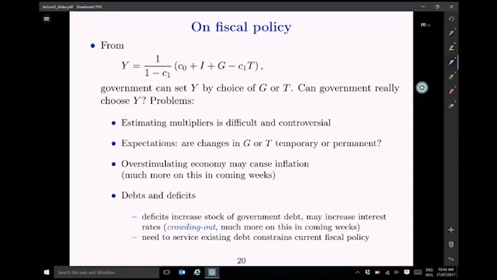First, if you want to know the exact increase in output, you need a precise estimate of this marginal propensity to consume, right? But this is quite hard, especially in aggregate. This is a hard job.